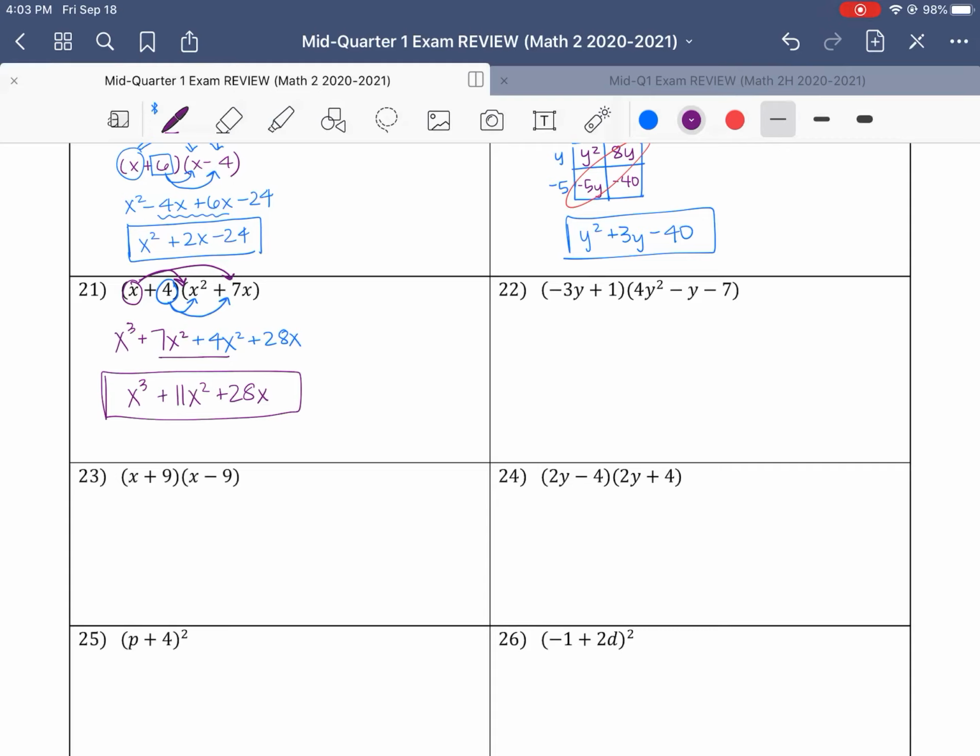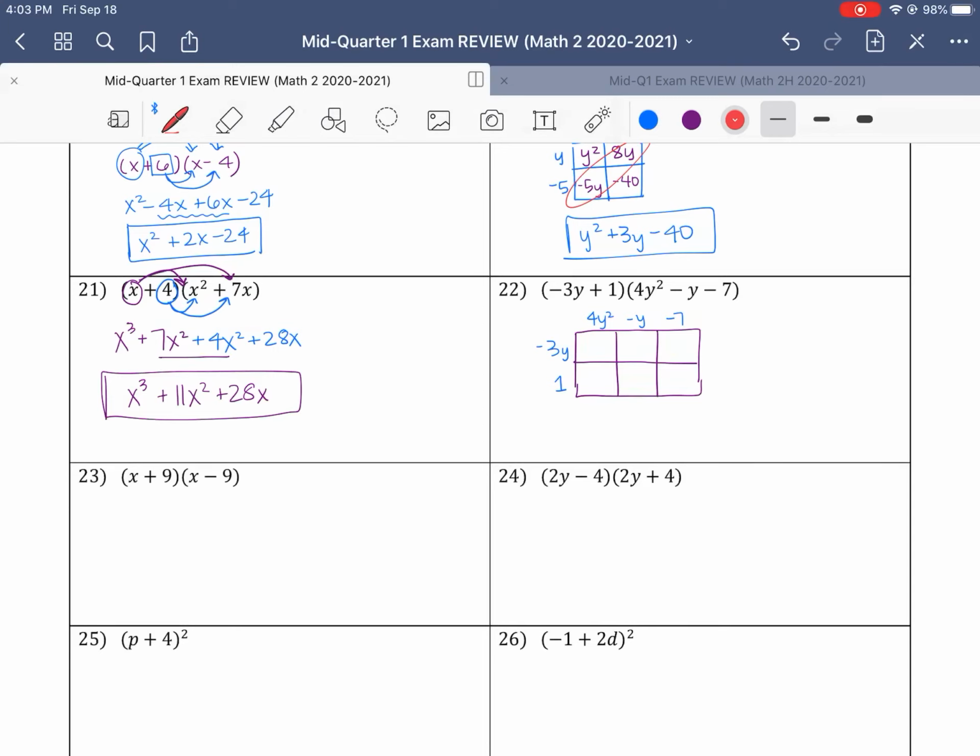22, again, let's try the box method. This time we have a binomial times a trinomial. So again, we'll have 2 rows, but then we'll have 3 columns for those terms. So here we're going to have negative 3y and a positive 1. Across the top, the other polynomial will have 4y squared, negative y, and negative 7. We multiply to fill it in.